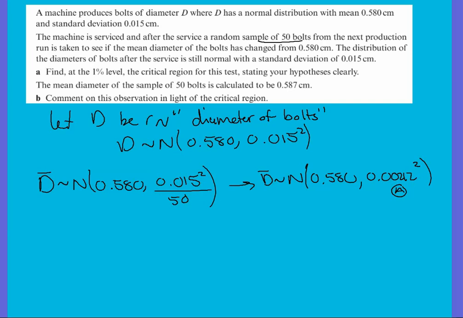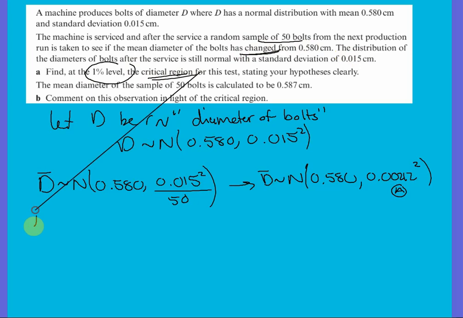Okay, and here we go. This is the important bit. The diameter has changed, and the distribution after the service is still the same standard deviation. So that's important, that we can just use the same model. Okay, and we've got a 1% significance level, and we're asked for a critical region.